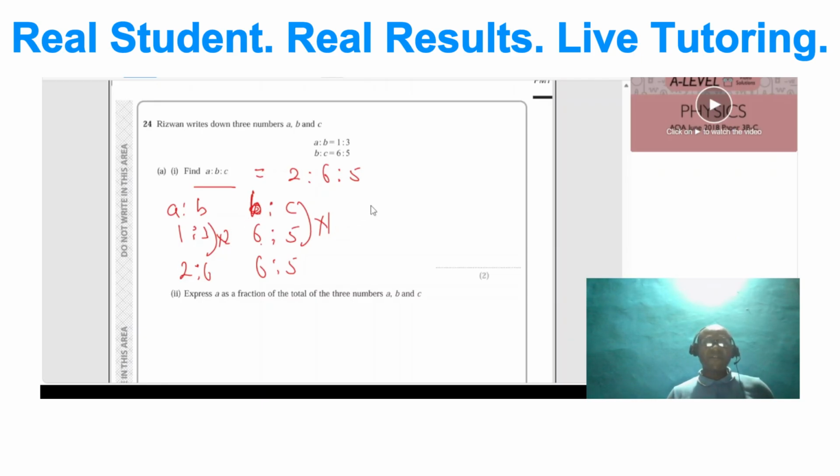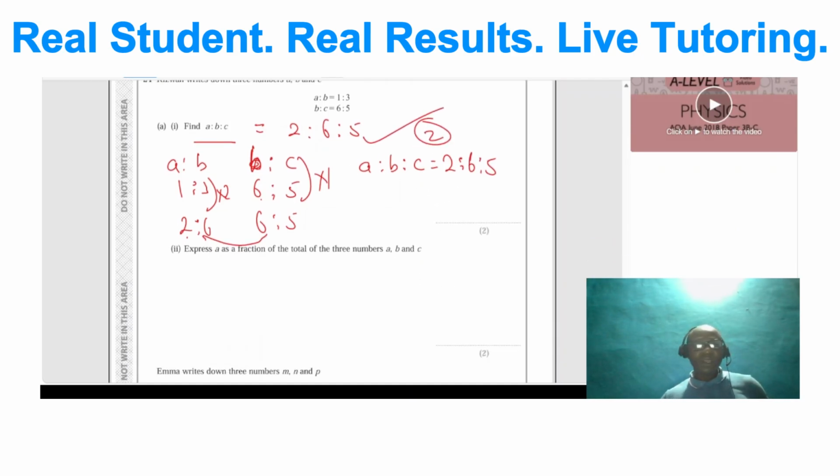All right. Therefore, our ratio A ratio B ratio C, as we were asked, A now will be 2 and B will be 6, which is now agreed very well. So 6 and then C is 5. You are correct. So the marks attached to it is 2 marks.